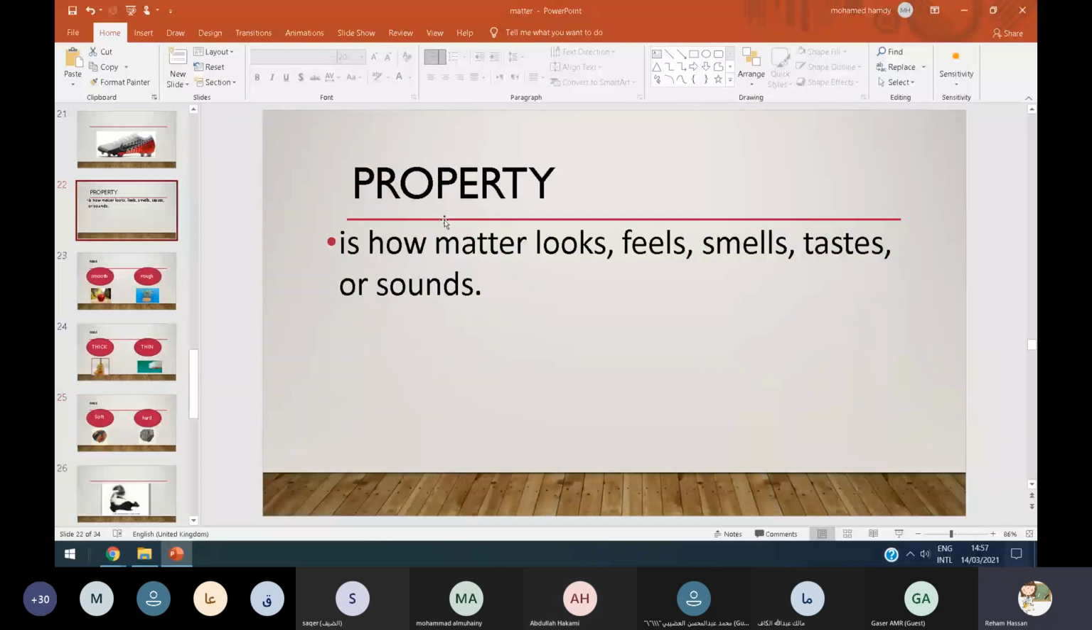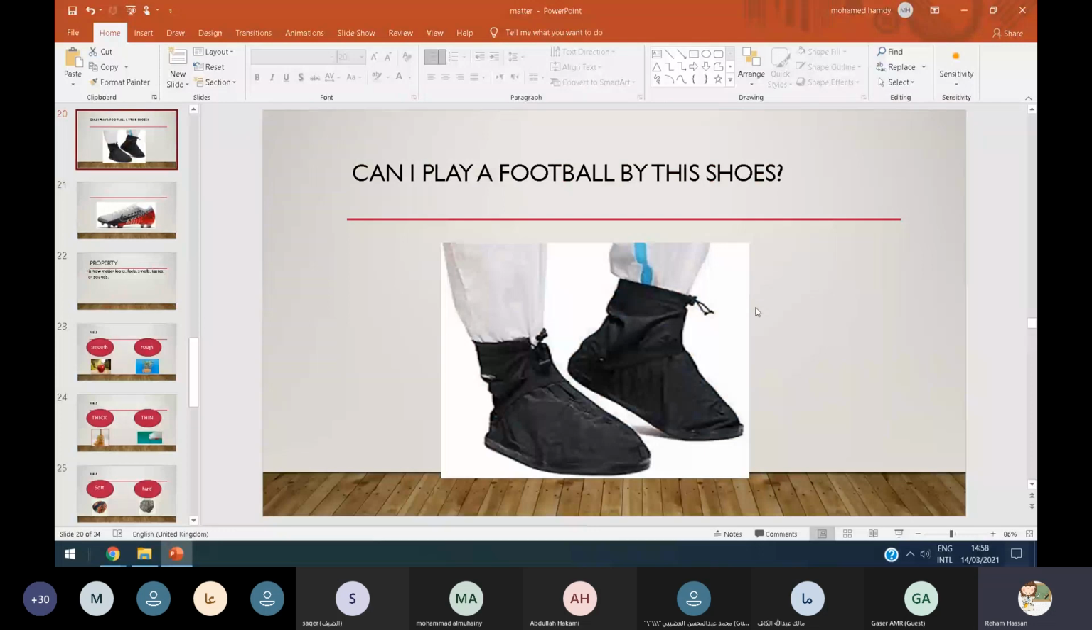Super. So, it is how the matter looks, feels, smells, tastes, or sounds. Now we talk about the properties. Okay, if we describe the matter, we talk about its properties. Okay. Look at this picture, please, and help me. Can I play football with these shoes? Yes, Yusuf. Can I or no, Yusuf?